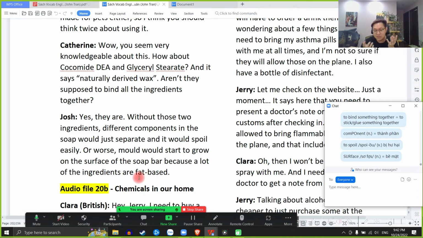So, you know, mold loves to grow on fat things, because fat provides a lot of energy for them to survive. Fat provides a lot of energy for the mold so it can survive and live very well. Mold.